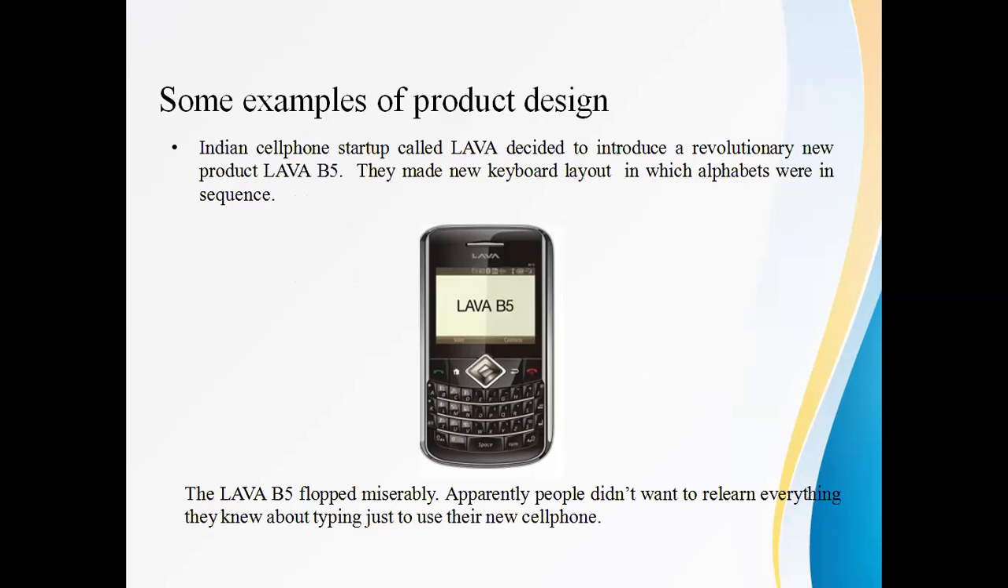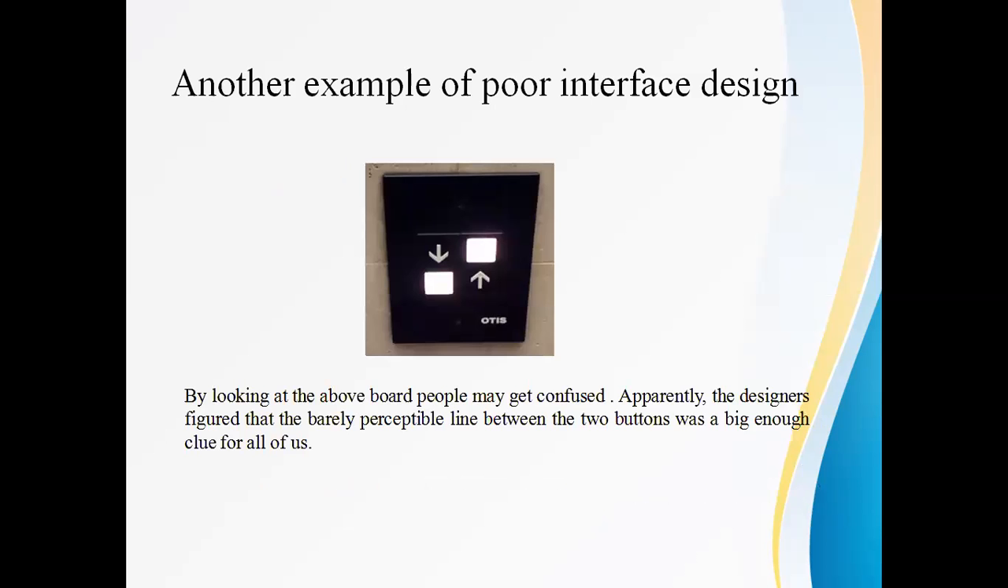So, an Indian cell phone startup called Lava decided to introduce a revolutionary new product, the Lava B5. They made a new keyboard layout in which the alphabets were in sequence. The Lava B5 flopped miserably because apparently people didn't want to relearn everything they knew about typing just to use their new cell phone.